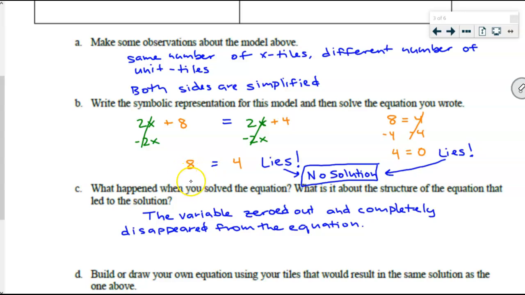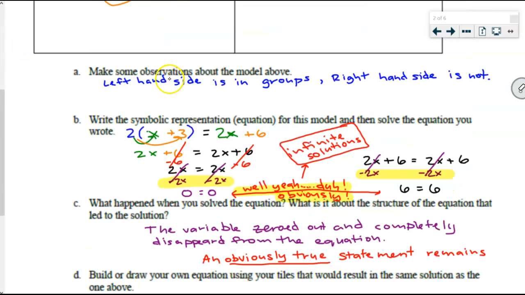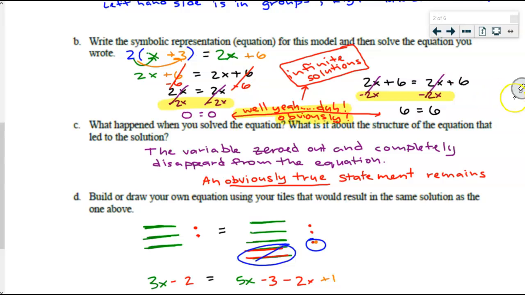You feel uncomfortable with 8 equals 4. You are unhappy with that statement because you know that it is not true. So compare and contrast that to this one where we're like, yeah, 0 equals 0. I feel good about that. 6 equals 6. I feel good about that. We interpret that to mean infinite solutions because we feel good about this. This is an obviously true statement.